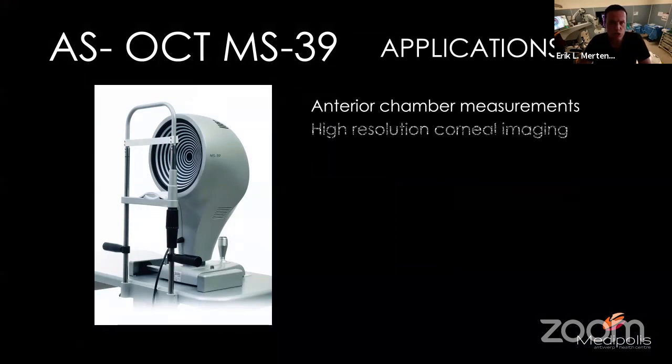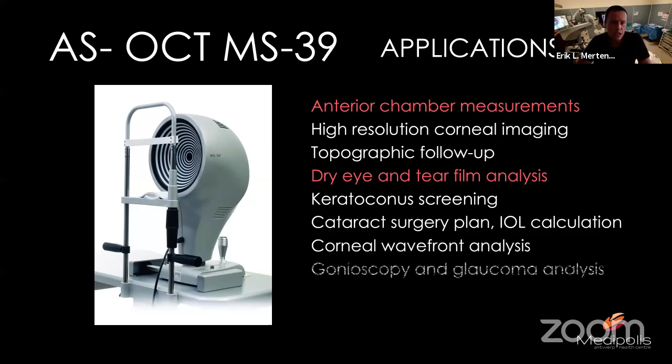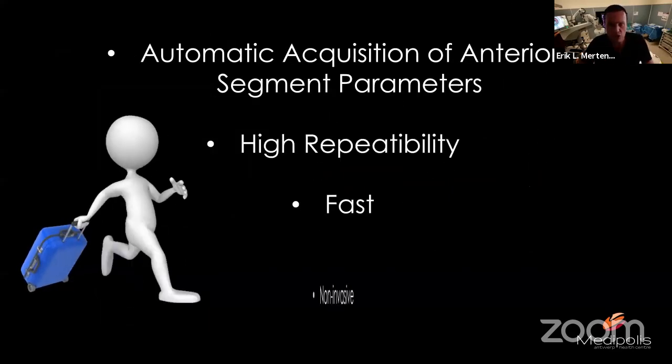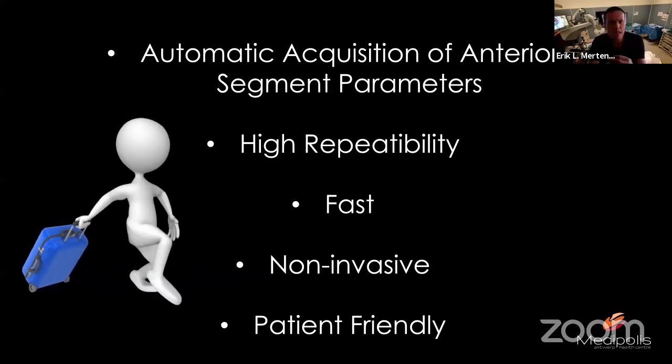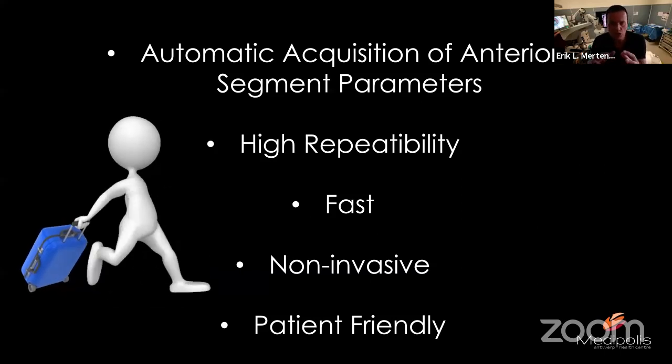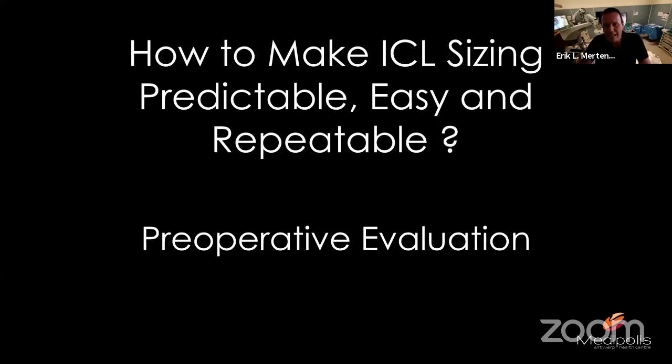We're going to talk about the anterior segment OCT, the MS39. This anterior segment OCT has a lot of applications, as you can see here, but the ones relevant to this presentation are the two in red, the anterior chamber measurements and the dry eye anterior film analysis. Now, when we measure these parameters, we need to do it fast. We love to do it fast. It needs to have a high repeatability, be non-invasive, so the patient's comfort is very important, and also patient friendly. Now, how can we make ICL sizing more predictable, easier and repeatable?